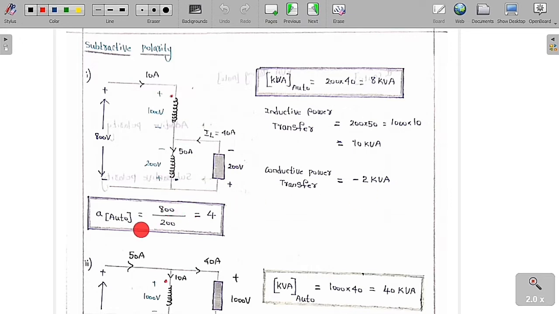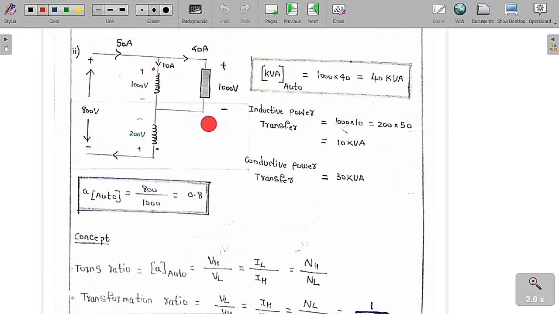So what is the turns ratio of the auto transformer? Higher voltage by lower voltage, which is 800 by 200. So we are going to get 4. This is the turns ratio of the auto transformer: higher voltage by lower voltage.